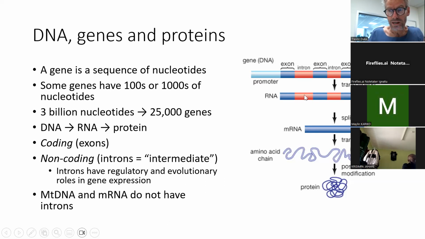Remember, the introns are the regulatory regions, or they have some sort of ancient evolutionary role, but they're not coded into amino acids and into proteins. Mitochondrial DNA that I talked about before, that very minor form of DNA that we have within our mitochondria, doesn't have introns. And as I said, neither does messenger RNA. Messenger RNA only has exons, and that's what's translated into an amino acid chain and forms a protein.